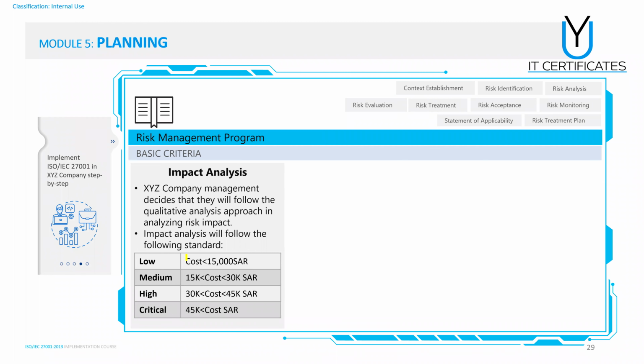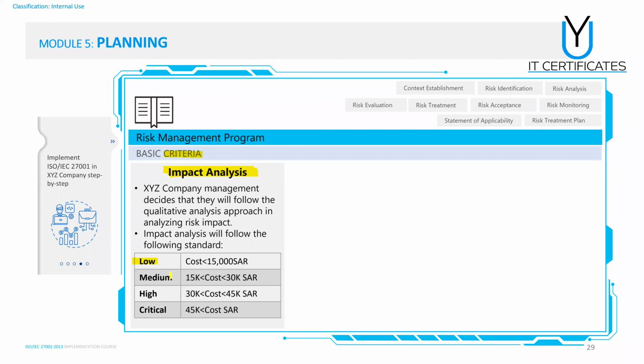Number one, you have to define how XYZ company will evaluate the impact, because this is something subjective, as we mentioned. Is 15,000 riyals a high cost, high impact, or low impact? Or it may be 1 million or maybe 10 million and so on. Then we have to define specific criteria, and we have multiple criteria here for how the impact analysis will be classified.